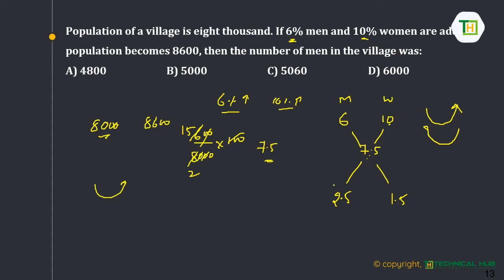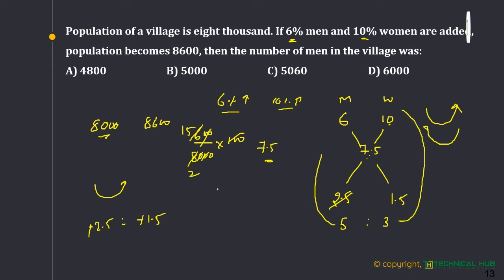So 6 minus 7.5, that is equal to how much? So minus 1.5. Okay. And 7.5 minus 10 is equal to how much? So minus 2.5. So again, minus minus gets cancelled. So the ratio will be 2.5 is to 1.5, that is nothing but 5 is to 3. Okay. So this 5 indicates the initial number of men and this 3 indicates the initial number of women.